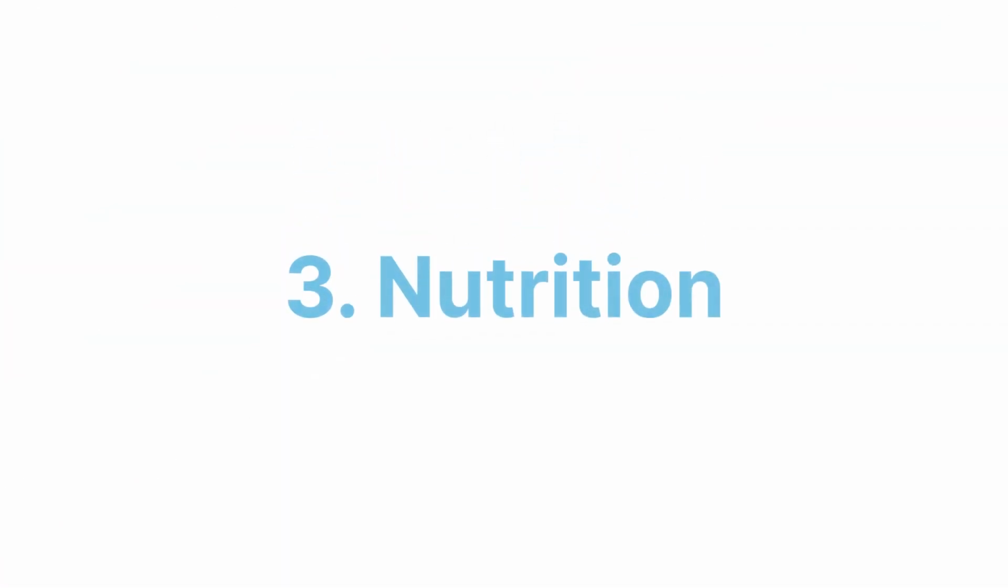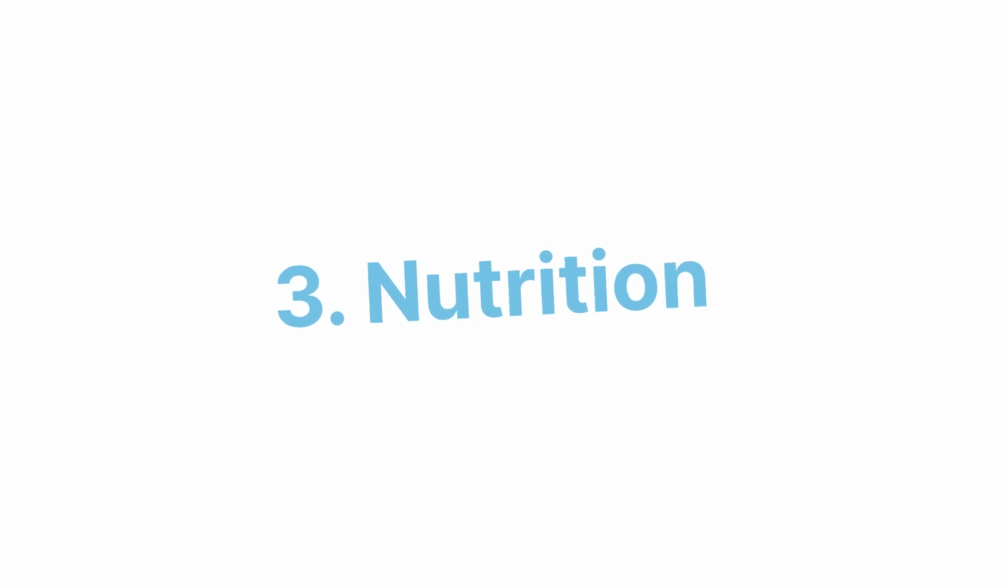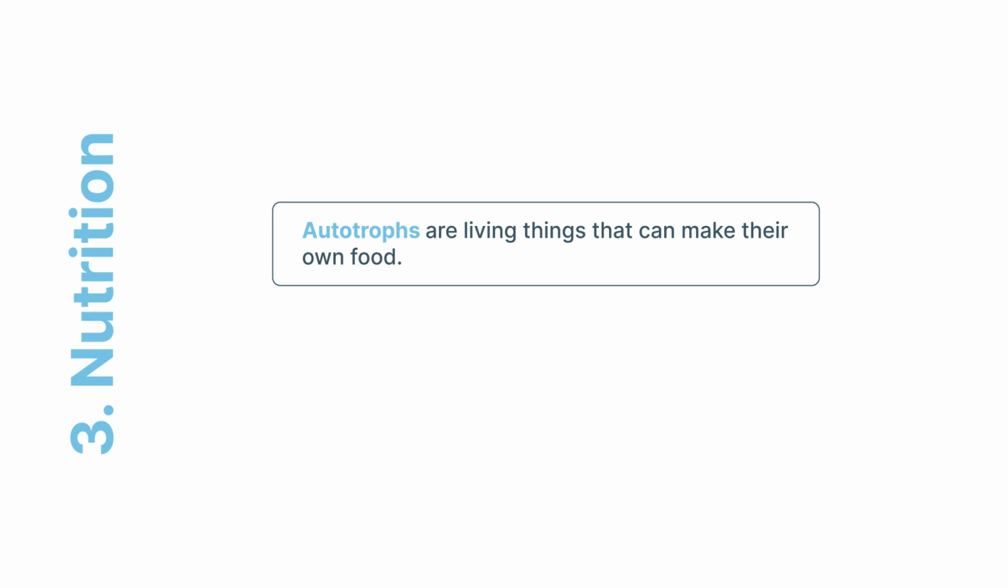Nutrition refers to the way living things obtain and use food from their surroundings to carry out the other characteristics of living things. There are 2 types of nutrition: autotrophic nutrition and heterotrophic nutrition. An autotroph is a living thing that can make its own food. Plants are the main examples of autotrophs.